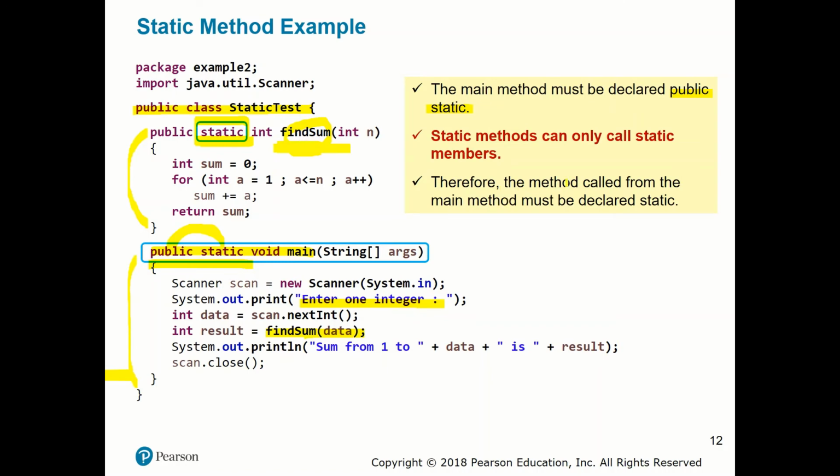Therefore, a method called from the main method must be declared static. This is very important. If you don't have static here, then there is a compile error, and you cannot run this code.